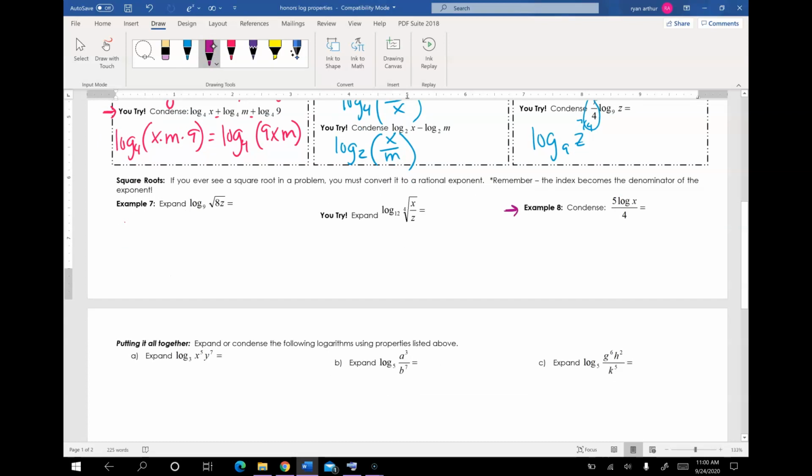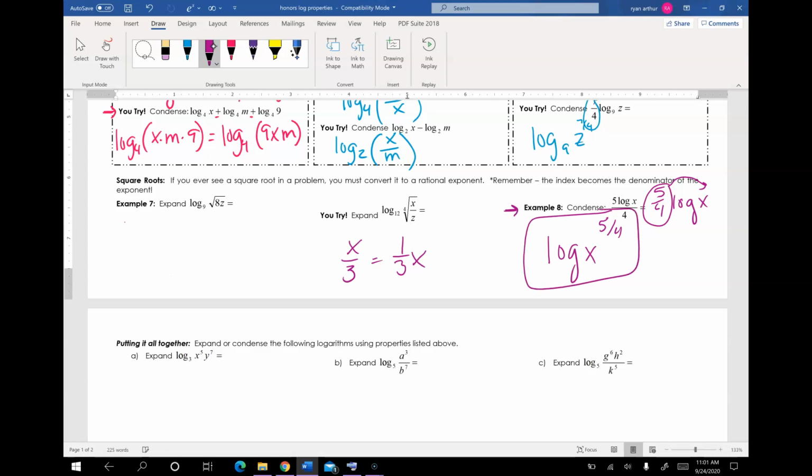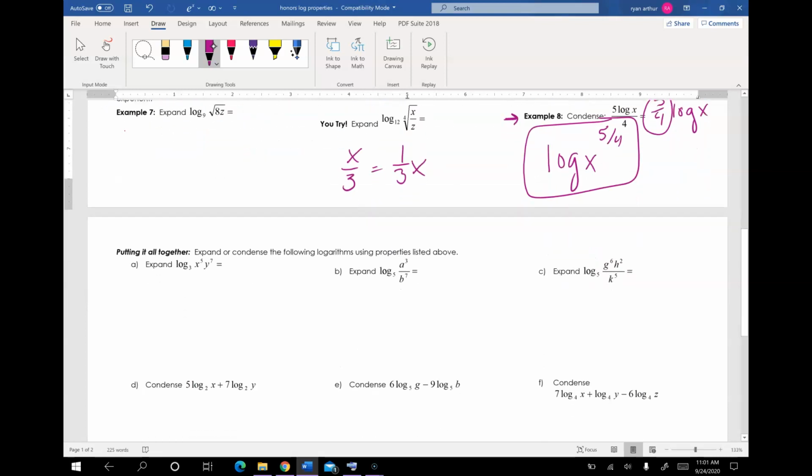So right here is what condense. So I want to condense this one. Now, we need to rewrite this, okay? Do you ever remember seeing like x divided by 3, which also meant 1/3 x? Same thing here. This 5 divided by 4, it really is just 5/4 log of x. So this 5/4 is really an exponent, and this is going to be log of x to the 5/4 power, okay?